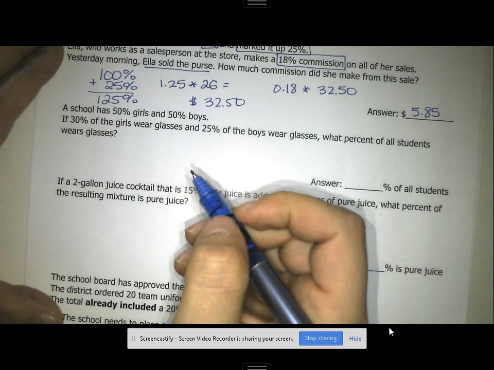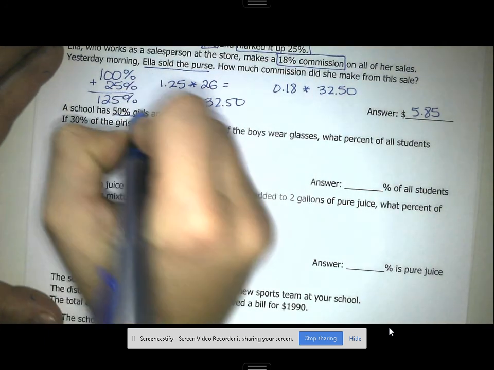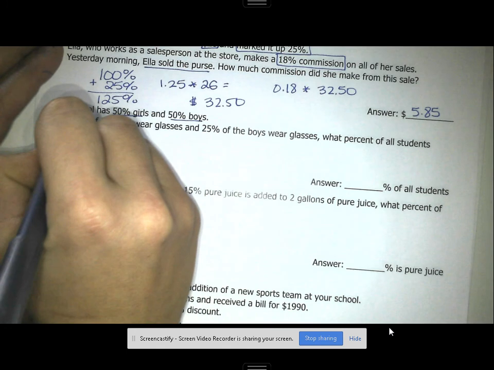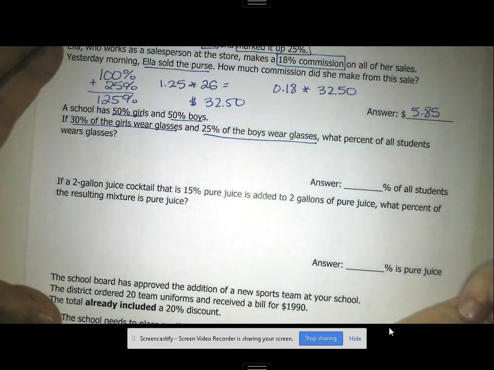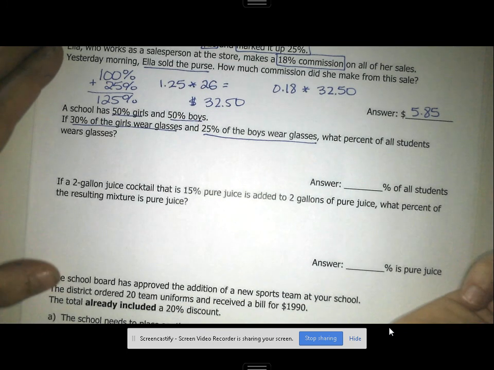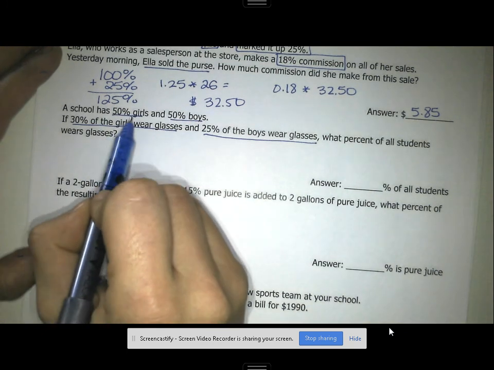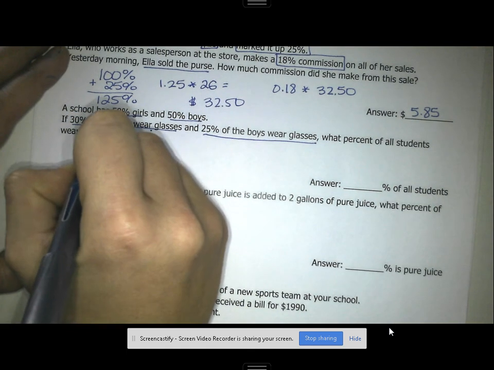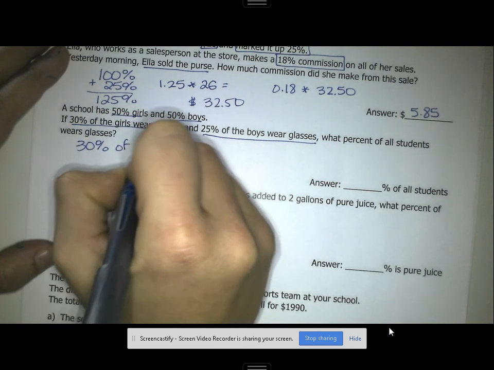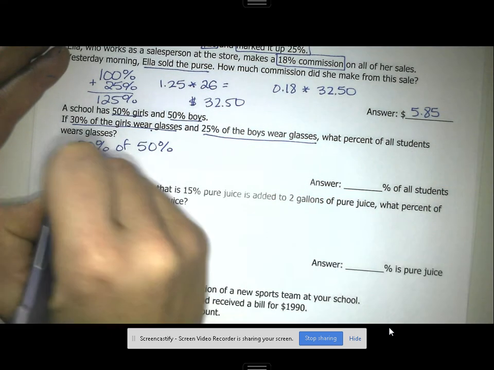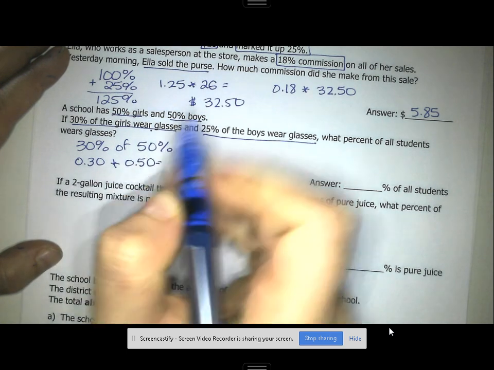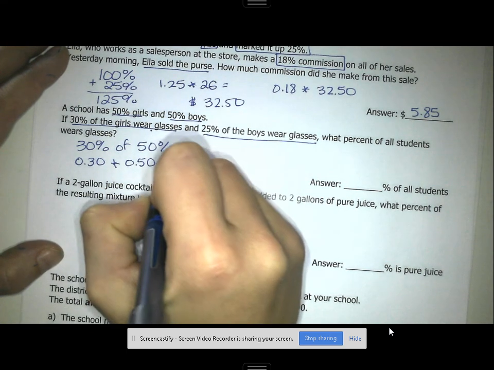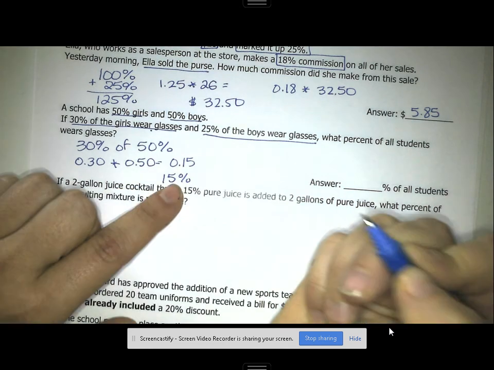Next, a school has 50% girls and 50% boys. If 30% of the girls wear glasses and 25% of the boys wear glasses, what percent of all the students wear glasses? Well, first let's find out what percent are girls that wear glasses. So I know that 30% of the 50% of girls wear glasses. So that's 30% of 50%, which is 0.15. That's 15% of the school that are girls with glasses.